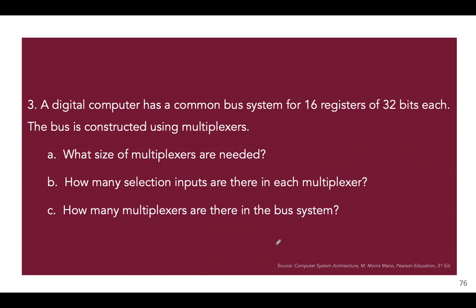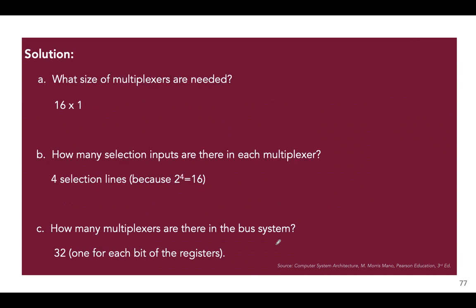Three questions that follow are: what size of multiplexers are needed? How many selection inputs will there be in each multiplexer? And how many multiplexers will there be in the bus system? All of these three questions can be answered by knowing two things: how many registers there are, and the size of the registers. Okay, so the first part, what size of multiplexers are needed?